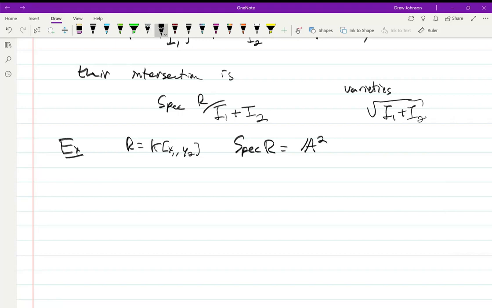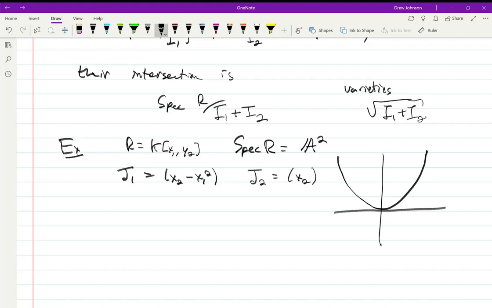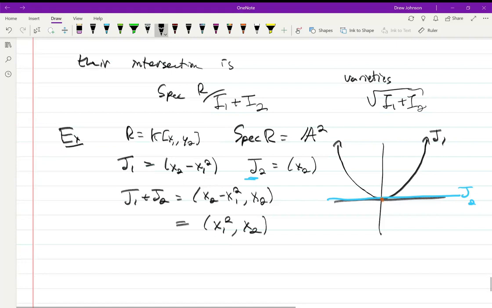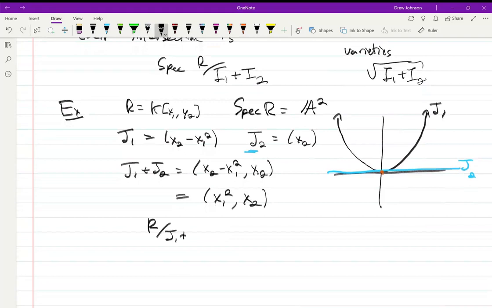Okay, and we'll take J1 to be x2 minus x1 squared, and we'll have J2 just be x2. So the picture you should be thinking of is here's A2, and then we have this parabola defined by J1, and then we have the coordinate line right here, x2 equals 0. The intersection is just this single point at the origin. Let's look at the ideal. So J1 plus J2 would be the ideal generated by both of these things. Okay, but if x2 is in the ideal, then this is just x1 squared. x2, you don't need to write it right there. And so R mod J1 plus J2 will be this ring.